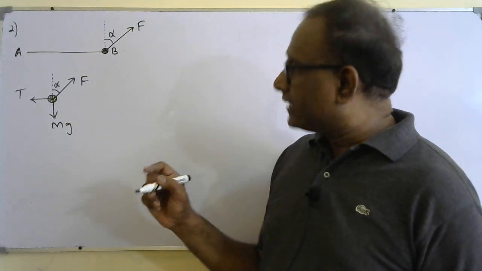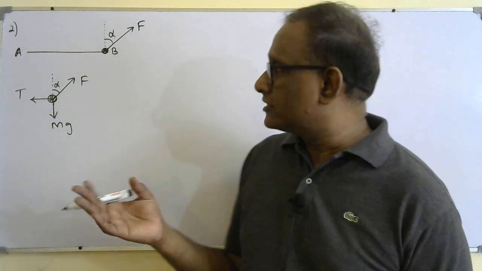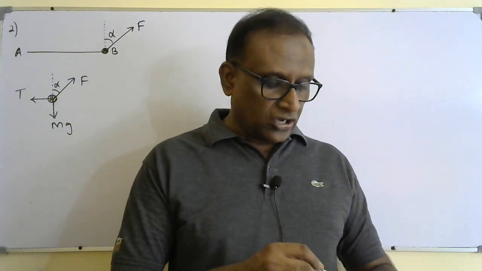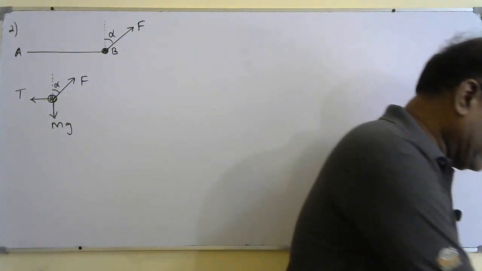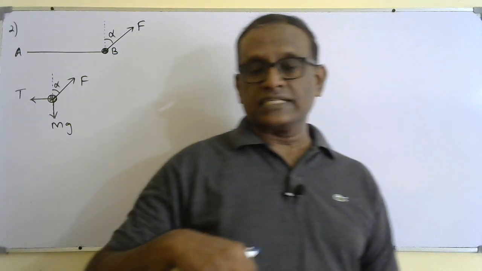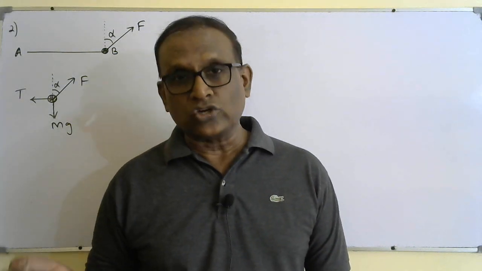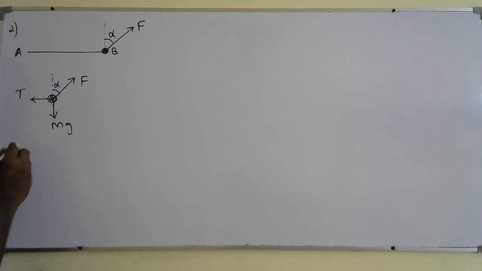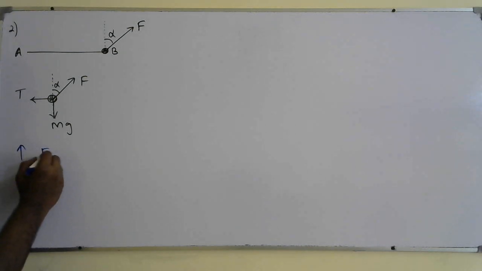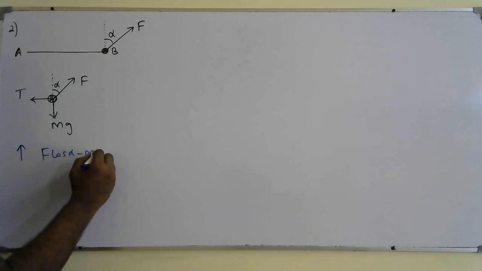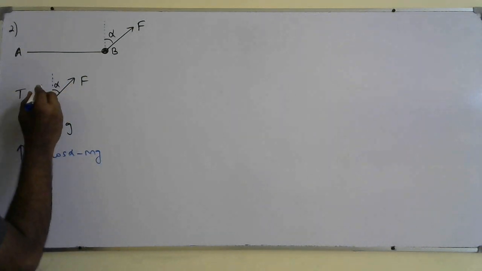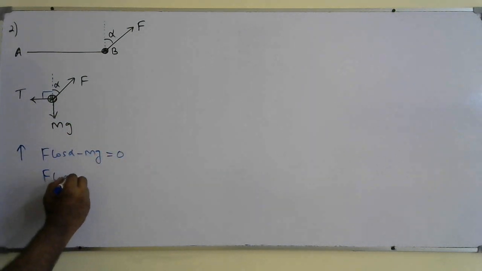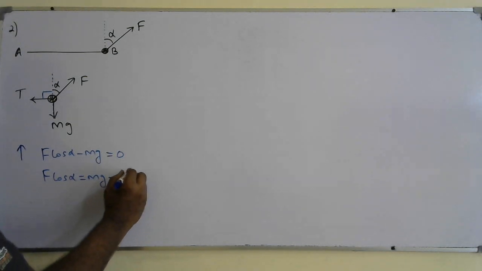Okay, since it's at rest, when I resolve all the forces in any direction, the resultant force must be equal to 0. Normally, we resolve horizontally and vertically, but whatever the direction I resolve in, the resultant force must be 0 because the particle is in equilibrium. So if I resolve vertically, F cos alpha minus mg, the horizontal force has no vertical component because it is at 90 degrees, must be equal to 0. So F cos alpha equals mg. Let it be the first equation.